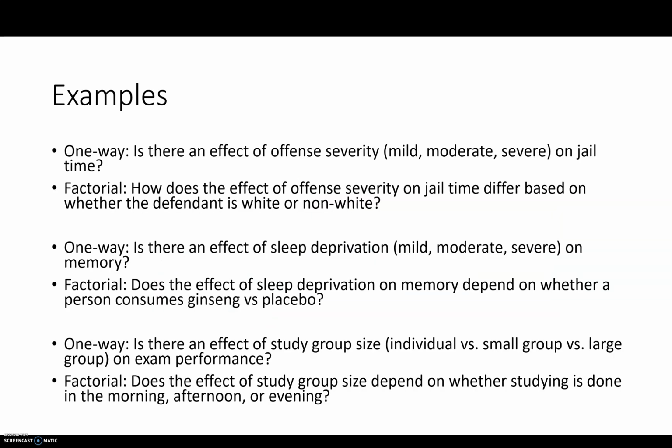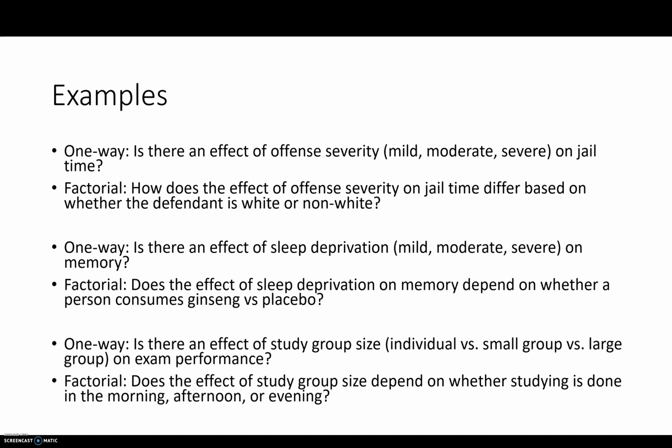So here's just a few illustrations, some examples that I thought of, or that are similar to ones that I've seen online. Some examples of questions you could answer easily with a one-way ANOVA versus ones that you could answer with a factorial ANOVA. Here's an example of a one-way type of question. Is there an effect of offense severity on jail time? If you commit a mild versus moderate versus severe offense, are you going to have different average jail times associated with each of those?